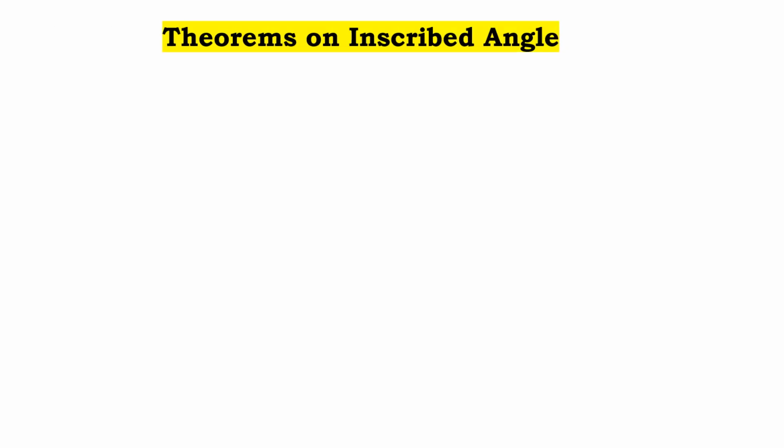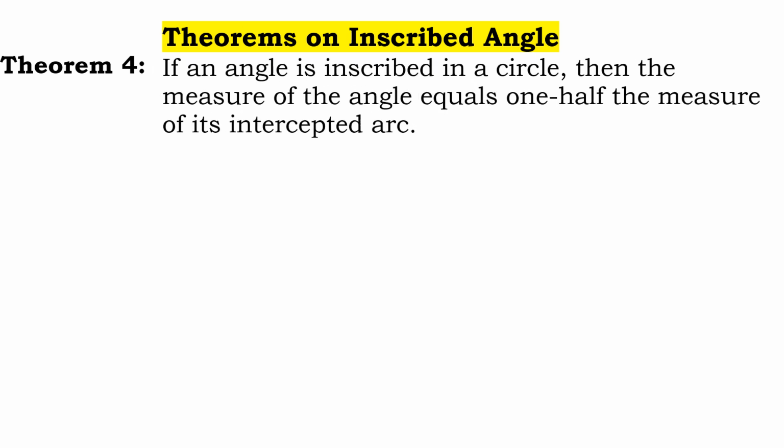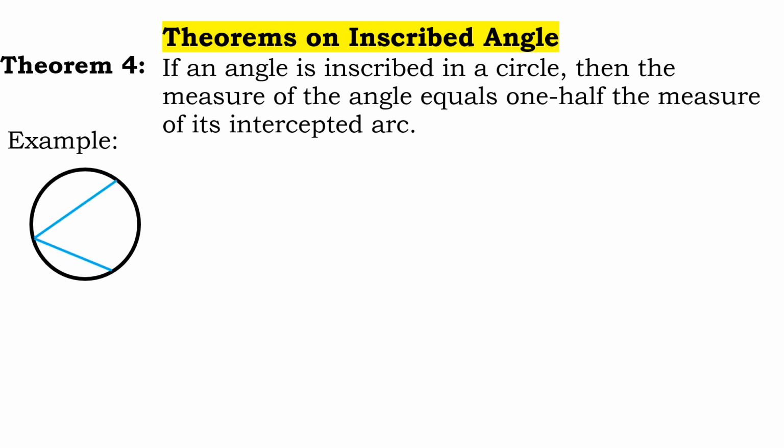Theorems on inscribed angle. Theorem number 4. Theorem number 4 states that if an angle is inscribed in a circle, then the measure of the angle equals 1/2 the measure of its intercepted arc. Example, a circle and an angle inscribed in a circle. So let us name this as angle BIN inscribed in circle O.